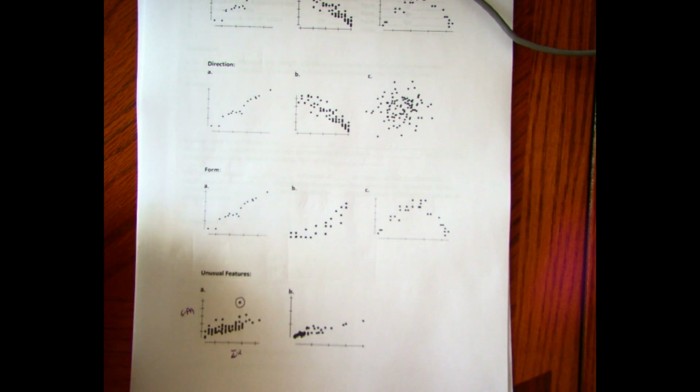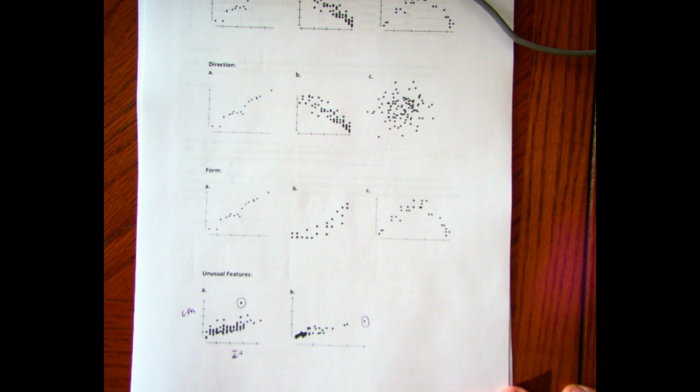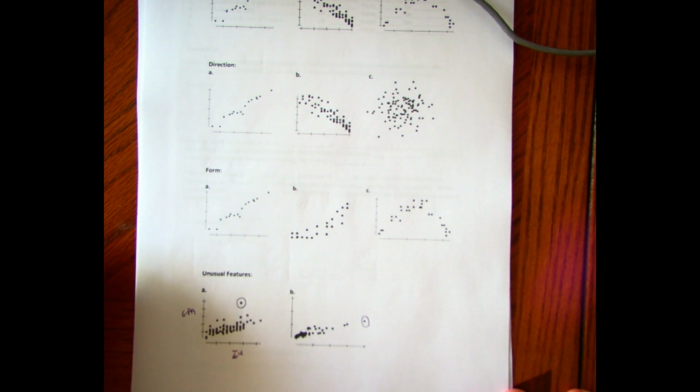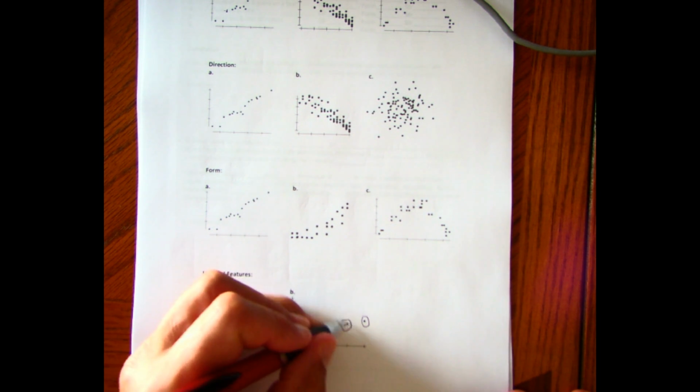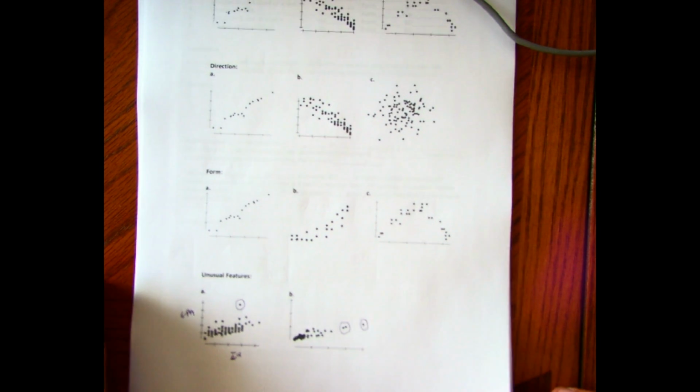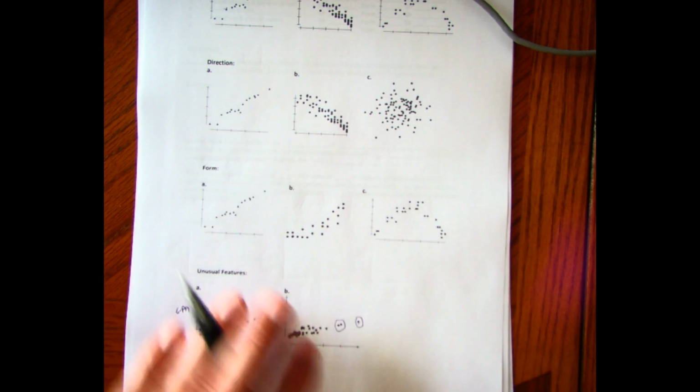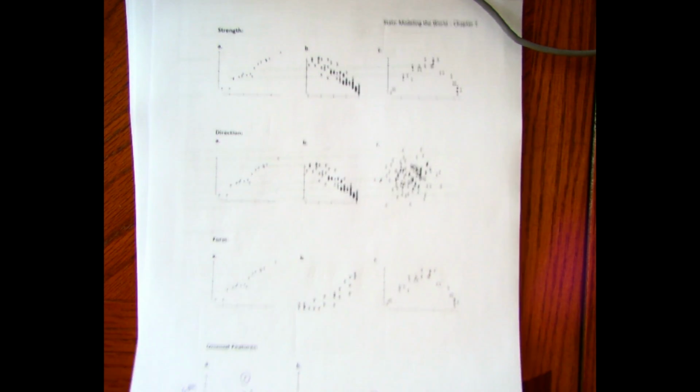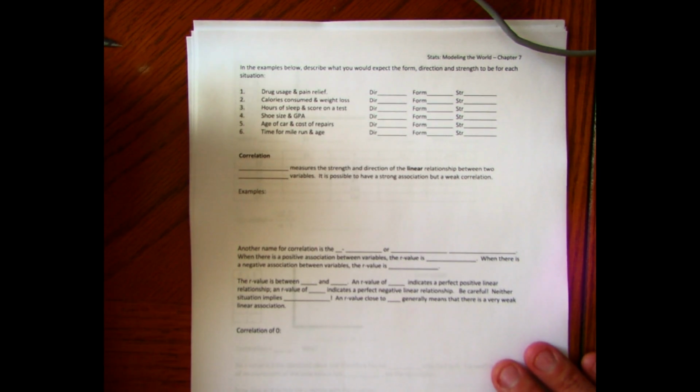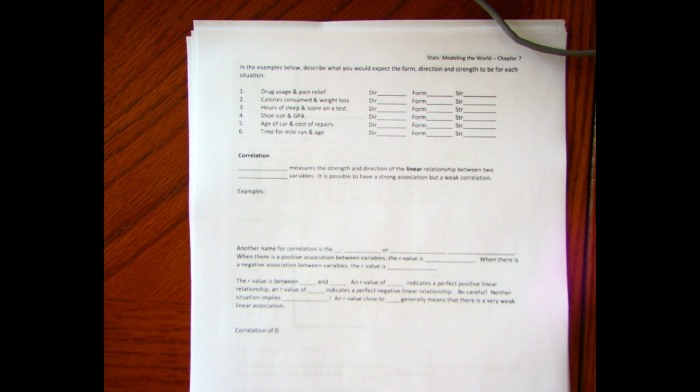Okay. And then this right here, okay, that would also be considered an outlier. You can argue these two might be two, but this one definitely is. So strength, form, direction, and outliers. So let's see. In the examples below, describe what you would expect the form, direction, and strength for each to be. So drug usage and pain relief.